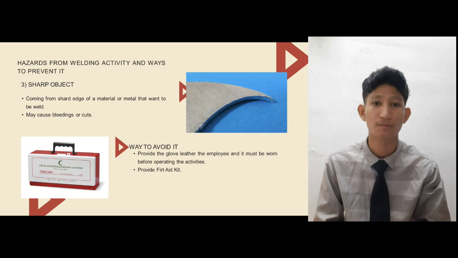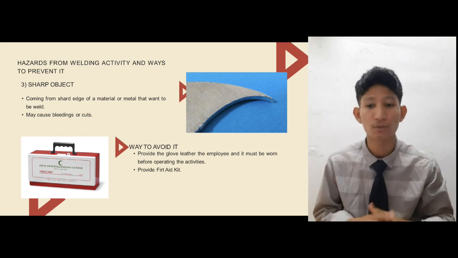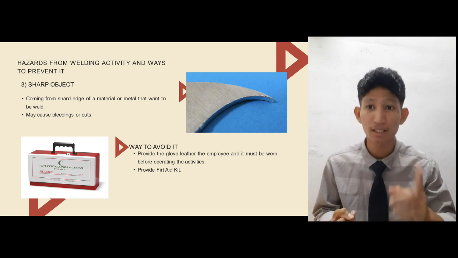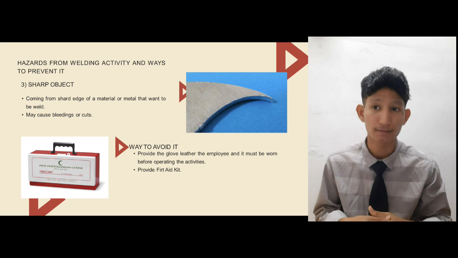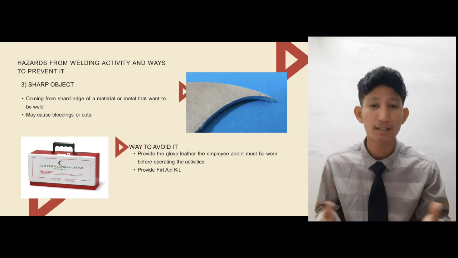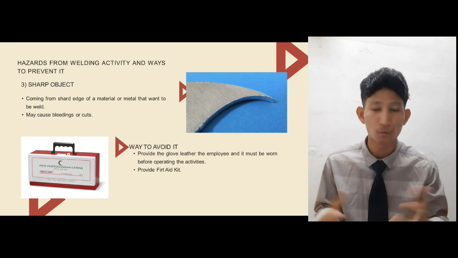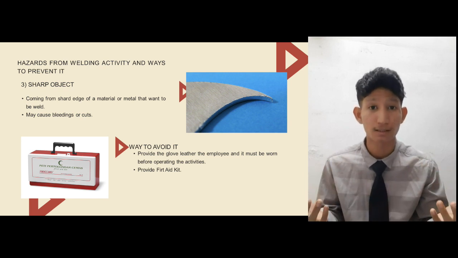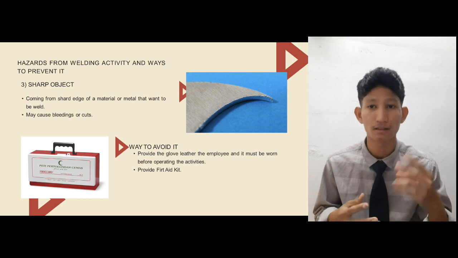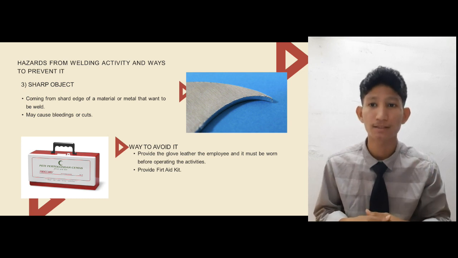Third, sharp object. Before conducting the welding process, the metal and material to be welded need to be ground first. When poorly ground, it may leave a sharp edge that may cause bleeding or cuts. So the way to avoid it: first, provide gloves to protect the hands of the welder. And second, provide a first aid kit as preparation when accidents occur.